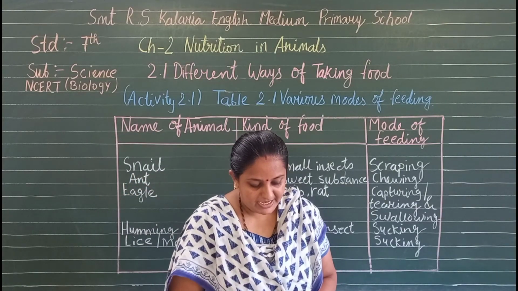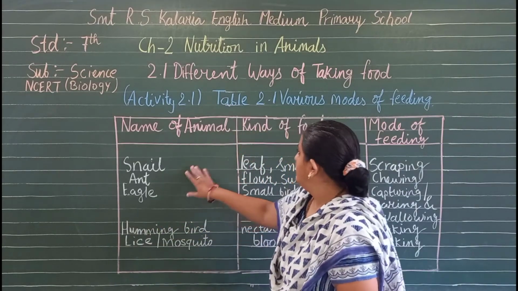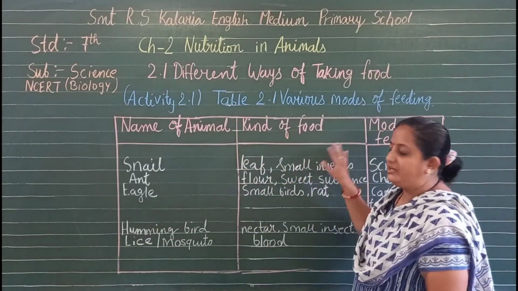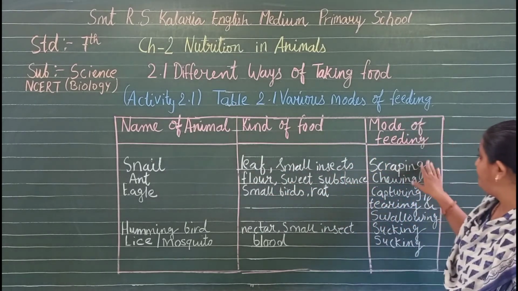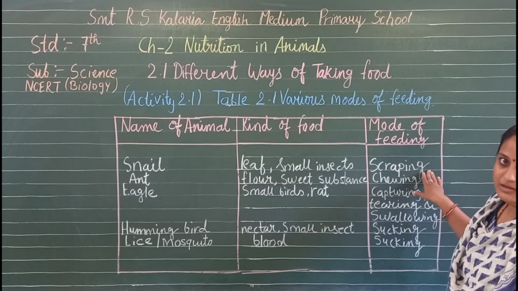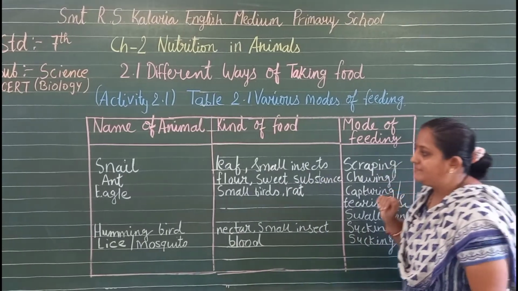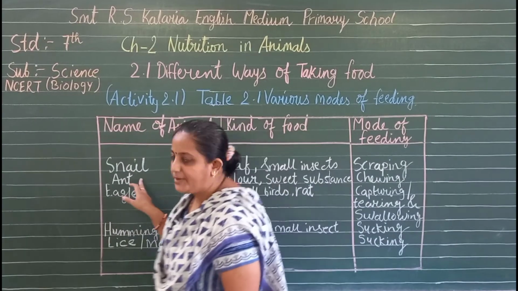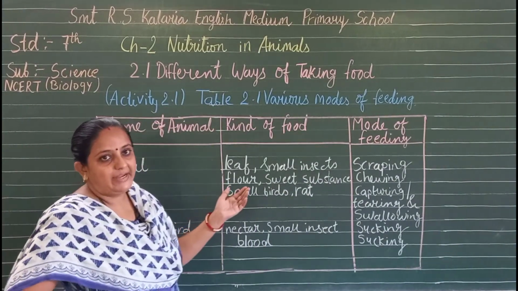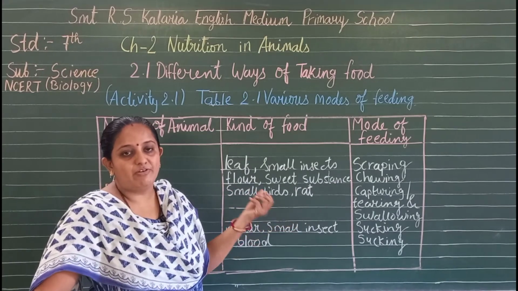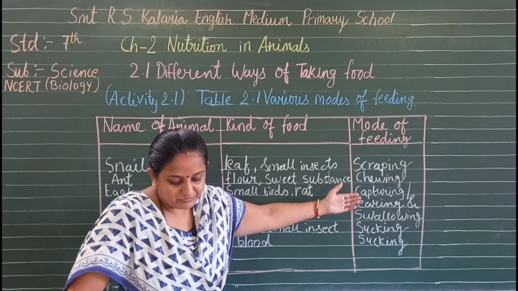So the very first animal in this table is snail. Now, what type of food does it eat? Leaf and small insects, and the mode of feeding is known as scraping. The next animal we have over here is ant. We all know ant eats sweet substances, even flour, and its mode of feeding is chewing.